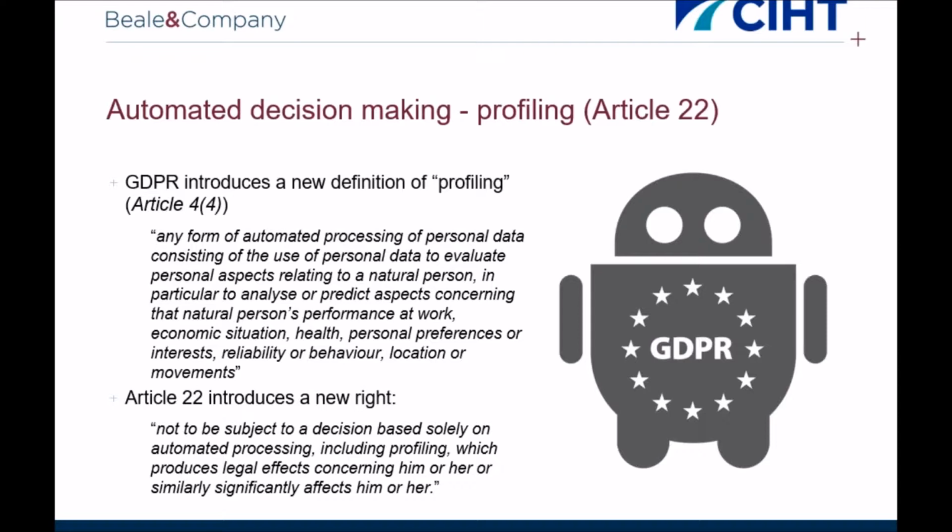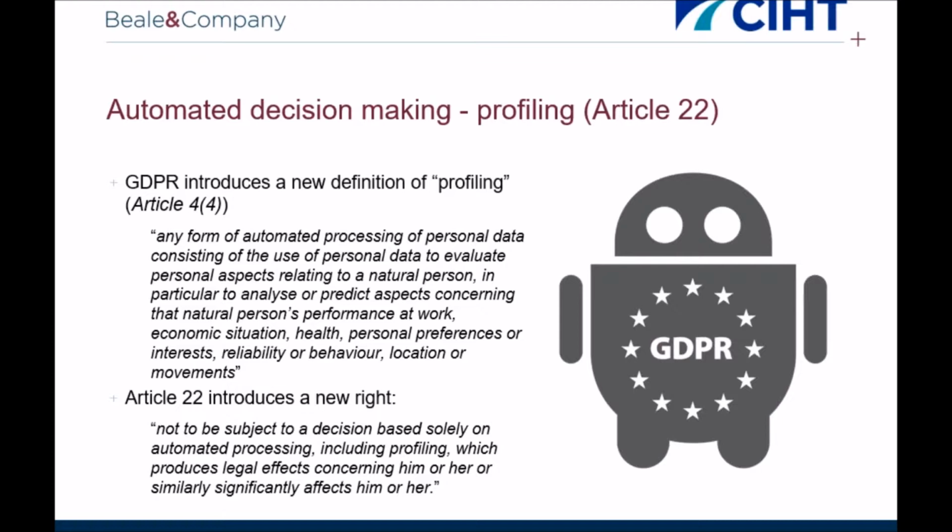And profiling is described in the GDPR as any form of automated processing of personal data consisting of the use of personal data to evaluate certain personal aspects relating to a person, in particular to analyze or predict aspects concerning that natural person's performance at work, economic situation, health, personal preferences, interests, reliability, behavior, locational movements. Locational movements, obviously important to some CIHT members when looking at traffic data.